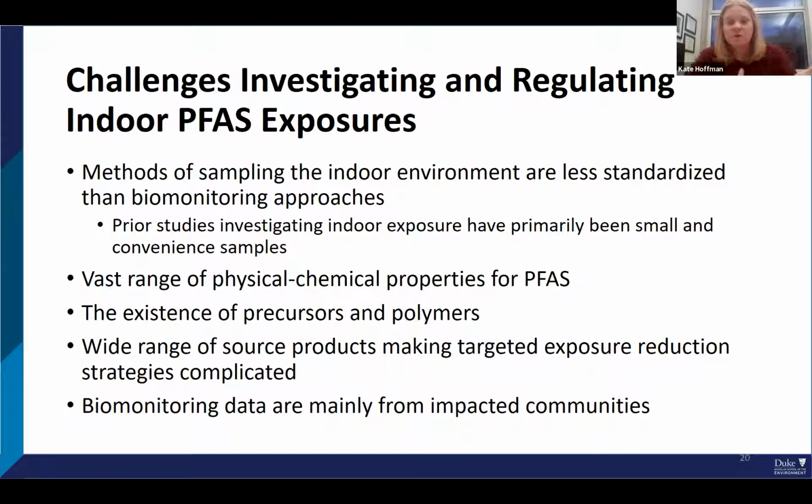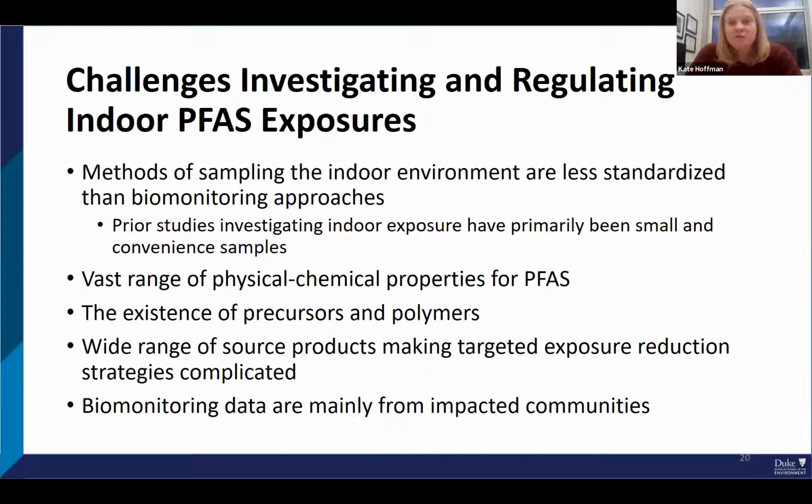And I certainly don't mean to say that the biomonitoring piece of that is easy, but there's a different batch of challenges that we still have to come together as a group and resolve, exactly how we're going to do that. In addition, prior studies investigating indoor exposures have been relatively small to date, and they're primarily based on convenience samples, so people that we can get to come in. It's also a really wide range of physicochemical properties, which I'm sure you're all well aware of, that make this challenging to study. The existence of precursor and polymer compounds, which Tom mentioned, is also challenging. We've got to see what's breaking down to what and know what's actually being used. Those are certainly real challenges.